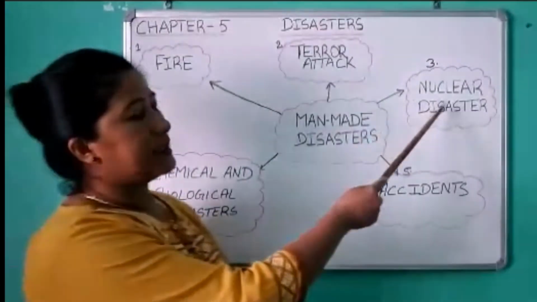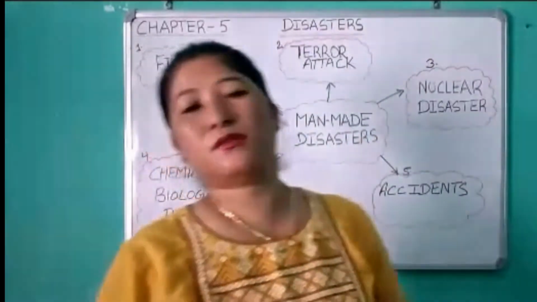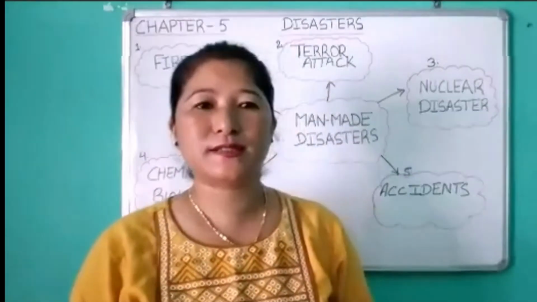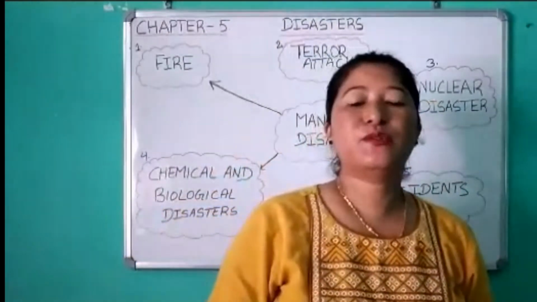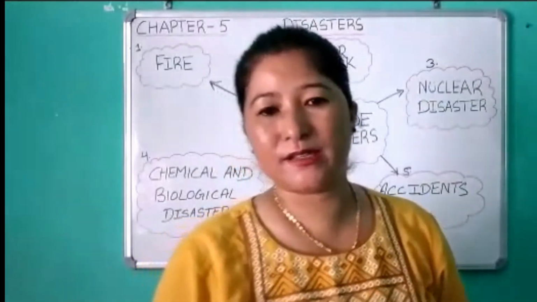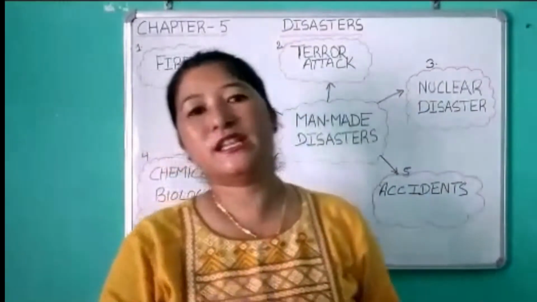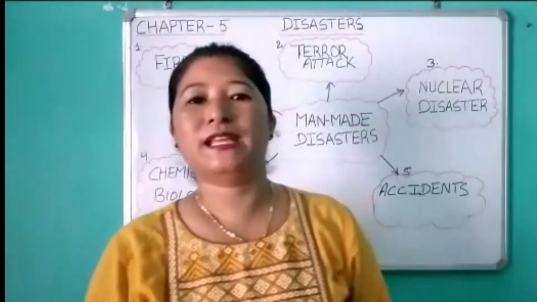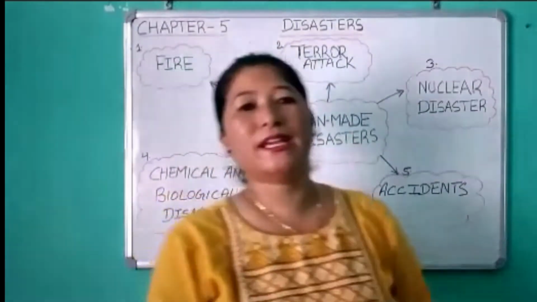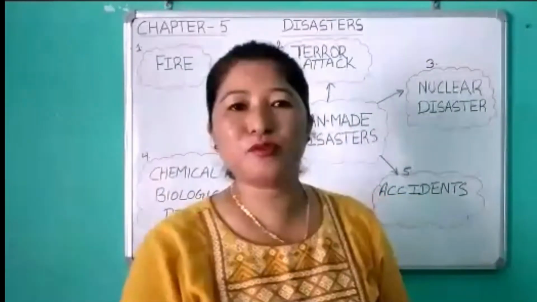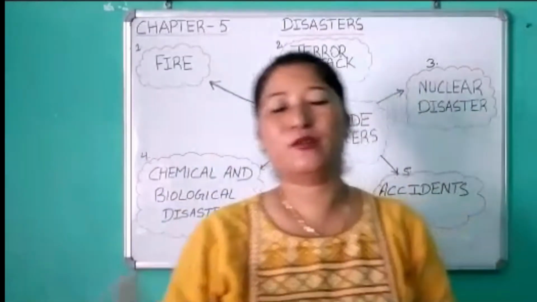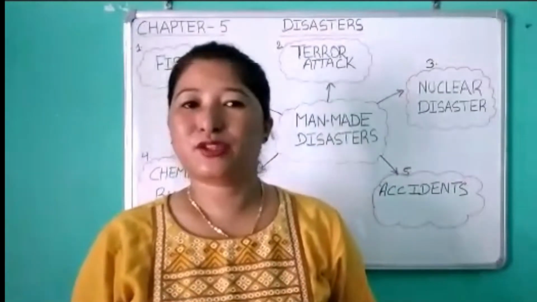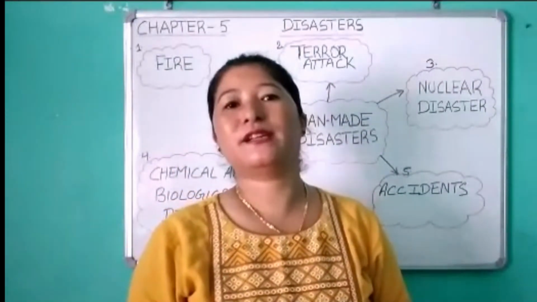Now we'll do nuclear disaster. The destruction or disaster caused due to nuclear fission and nuclear fusion is known as a nuclear disaster. During nuclear fission, a large nucleus breaks down into smaller nuclei, releasing a large amount of energy in the form of heat and radiation. Nuclear energy is also released by nuclear fusion, which joins nuclei, releasing tremendous energy. Though this nuclear energy is valuable, the threat posed by it cannot be underestimated.